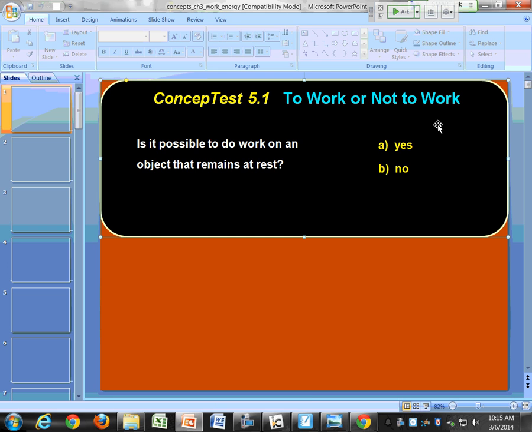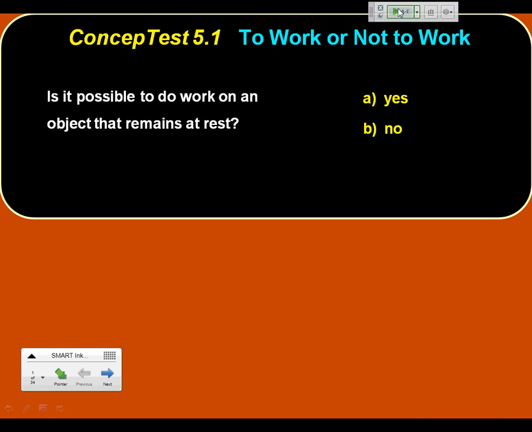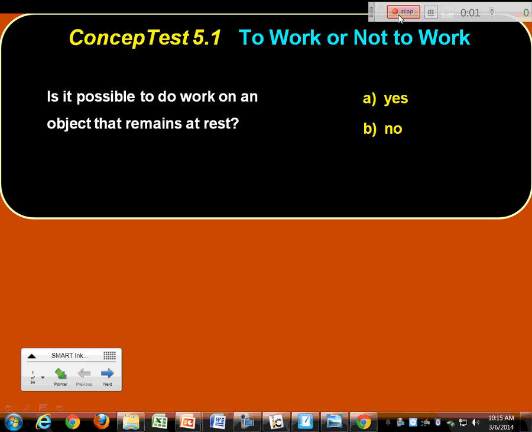These are just a few more questions. Is it possible to do work on an object that remains at rest? Yes or no? All right, I'll stop at 30 seconds.